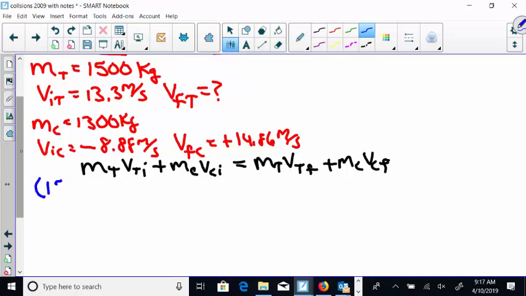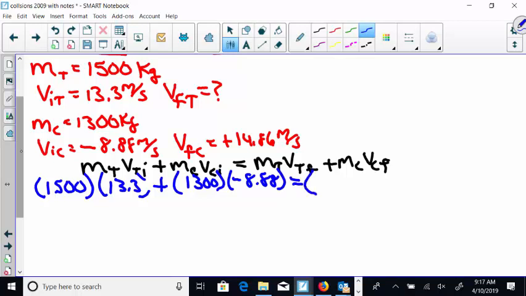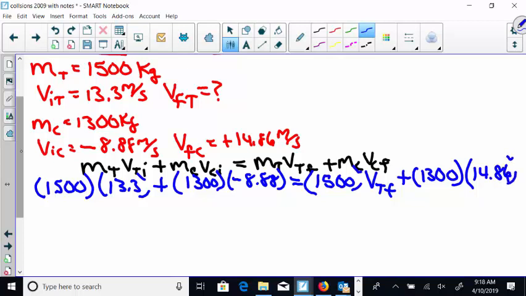Mass of the truck, 1,500 kilograms, velocity of the truck initial, 13.3, plus the mass of the car, 1,300 kilograms, times the velocity of the car, minus 8.88, equals the mass of the truck, 1,500 kilograms, times the velocity of the truck final, that's what I'm looking for, plus the mass of the car, 1,300 kilograms, times the final velocity of the car, which is a positive 14.86 meters per second.